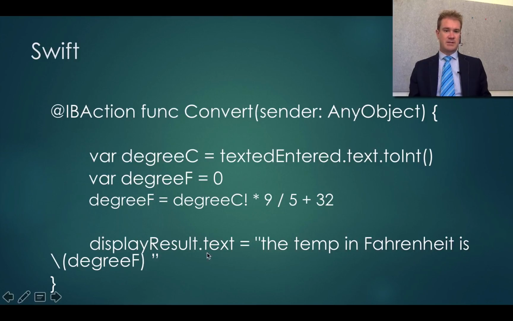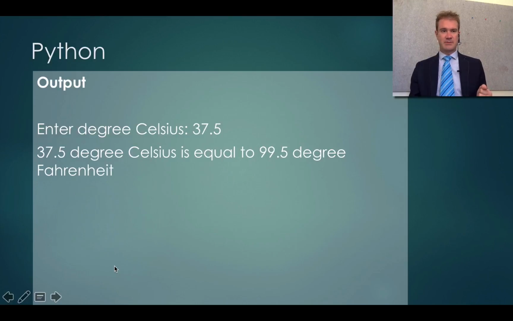And then we display the results. And the display results text field was our top one. We go displayResults.text equals, and we just put in quotation marks, the temperature of Fahrenheit is backslash degreesFahrenheit variable, and that will put whatever that variable is. So that's how we do it in Swift. Let's look at how it's very similar in other languages.